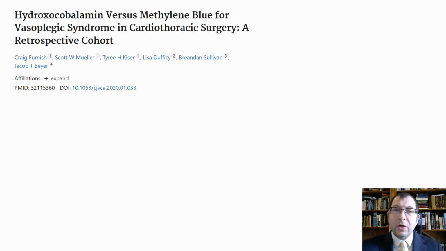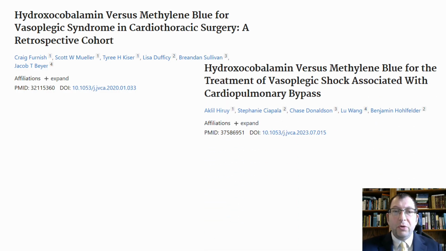Furnish et al. looked at 16 patients treated with methylene blue and 19 patients treated with hydroxycobalamin. Both medications increased mean arterial pressure within the first hour without other differences, including time-averaged norepinephrine use. Hirui performed a retrospective cohort analysis of 120 patients, of which 77 received hydroxycobalamin and the rest, 43, received methylene blue.